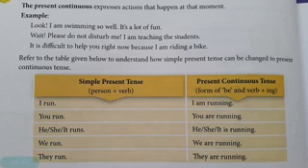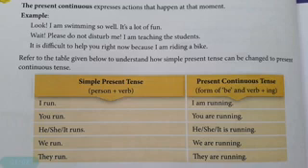So see here, the present continuous expresses action that happens at that moment. Example: look, I am swimming so well. It's a lot of fun. Wait, please do not disturb me. I am teaching the students. It is difficult to help you right now because I am riding a bike.